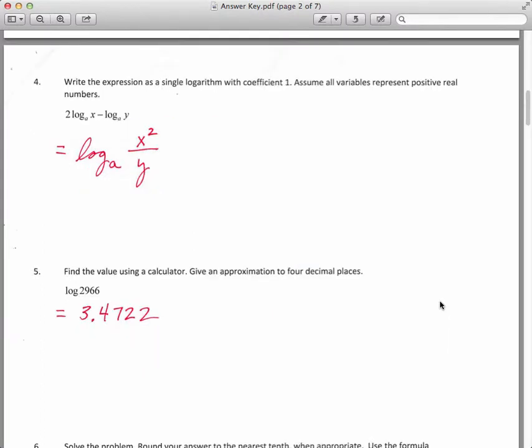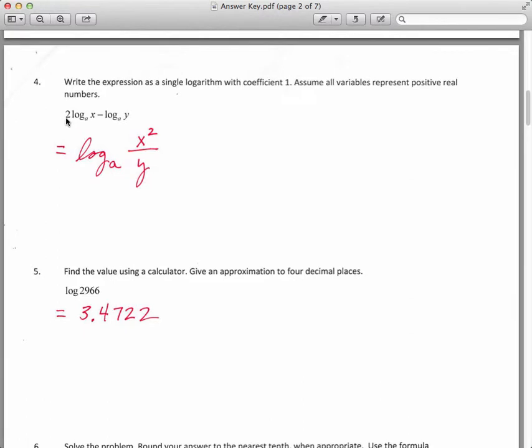Now here we have problem number 4. Write the expression as a single logarithm with coefficient 1. So write as a logarithm. That means you're going to have a logarithm in your answer, and you're going to use those properties of logarithms. And coefficient 1 means there will be a 1 in front of the logarithm. So we don't have to write the 1, but we know that a coefficient of 1 is implied even if there is no number written in front of any kind of variable expression.